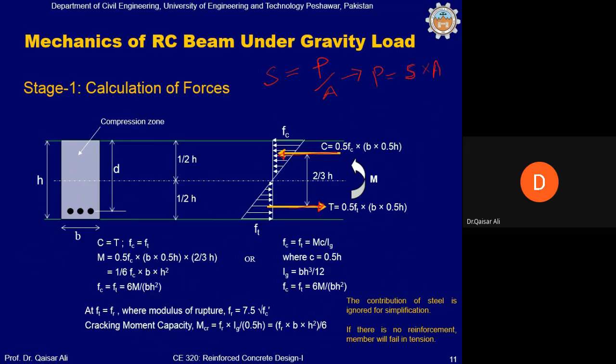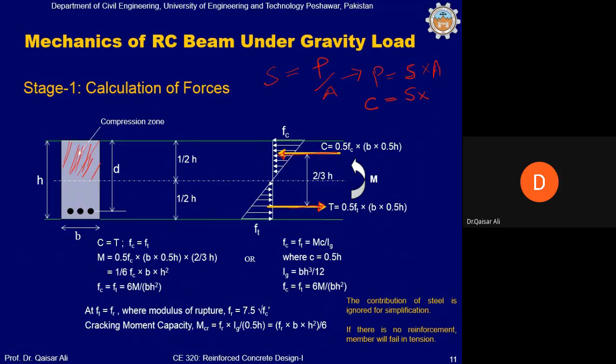At this stage now, when this force C is there, so C is the stress multiplied by the area. Which area is in compression? The area above the neutral axis is in compression. This part is in compression of the beam.